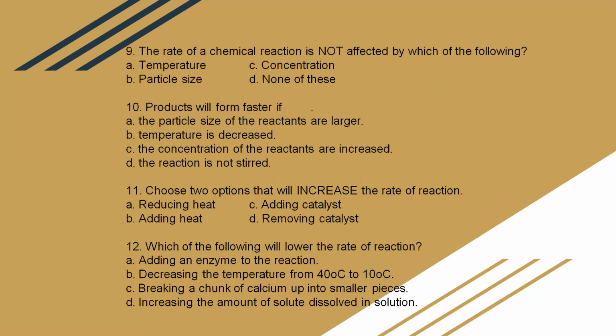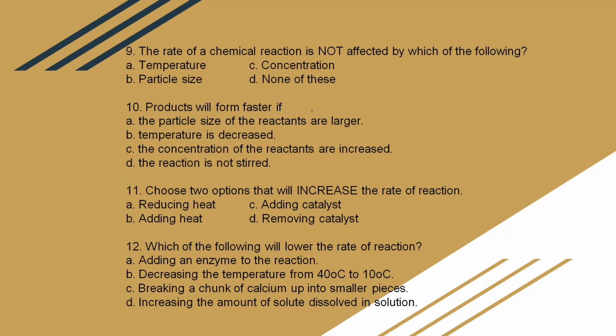10. Products will form faster if A. The particle size of the reactants is larger. B. Temperature is decreased. C. The concentrations of the reactants are increased. D. The reaction is not stirred. 11. Choose two options that will increase the rate of reaction. A. Reducing heat. B. Adding heat. C. Adding catalyst. D. Removing catalyst.